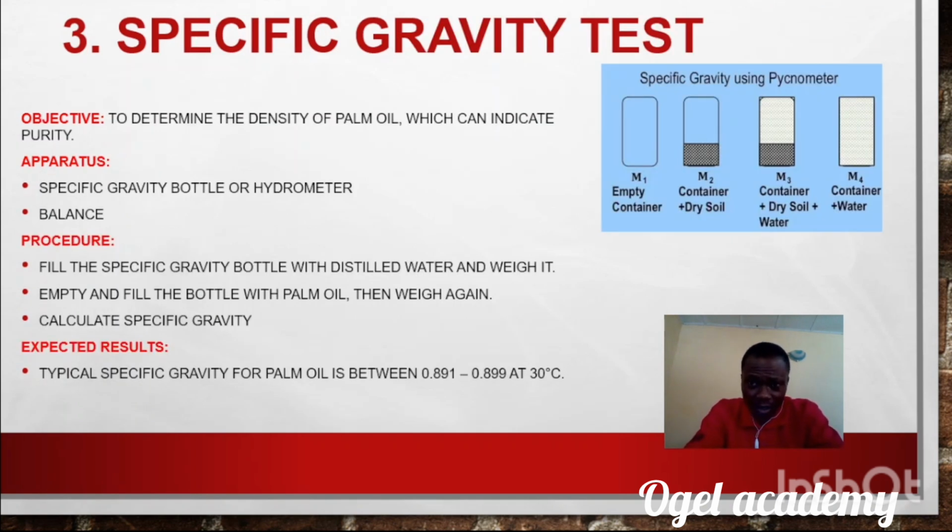Then the specific gravity test, which is to determine the density of the palm oil, which can indicate purity. The apparatus required is a specific gravity bottle, hydrometer or pycnometer, and an analytical balance. The procedure is to fill the specific gravity bottle with distilled water and weigh it. Empty and fill the bottle with palm oil, then weigh again. Then calculate your specific gravity. The expected result, by standard, is 0.8991 to 0.899 at a room temperature of 30 degrees centigrade.